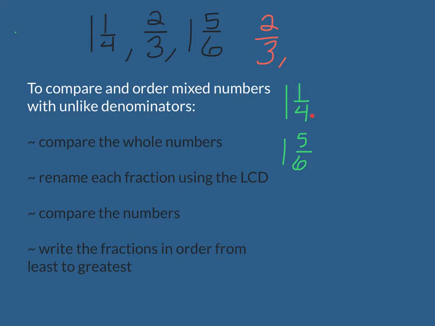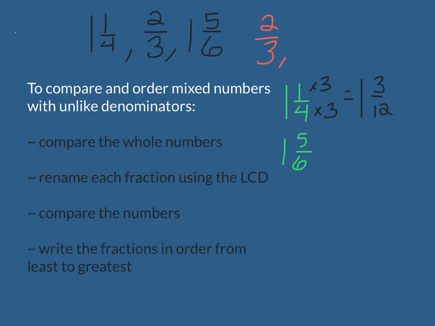So I have 4 and I have 6. I know that my least common multiple of both of those is 12. So I'm going to need to multiply my 4 by 3 in order to get 12. So I have to multiply the top by 3. So now I bring my whole number over. 3 times 1 is 3, and 4 times 3 is 12. So now I have 1 3/12.